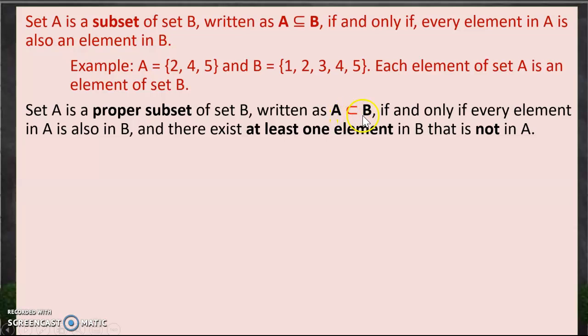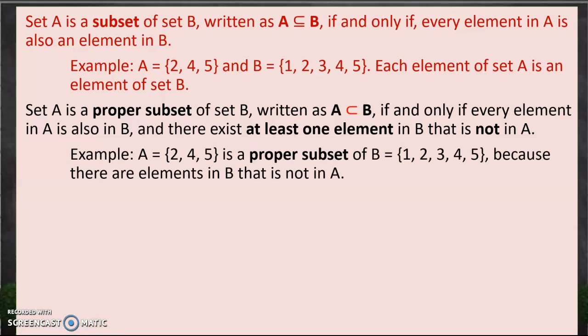So A is a proper subset of B if and only if every element in A is also in B and there exists at least one element in set B that is not in A. So for example, set A is {2, 4, 5}, a proper subset of B, {1, 2, 3, 4, 5}, because there are elements in B that are not in set A. Meaning set B has more elements than set A.